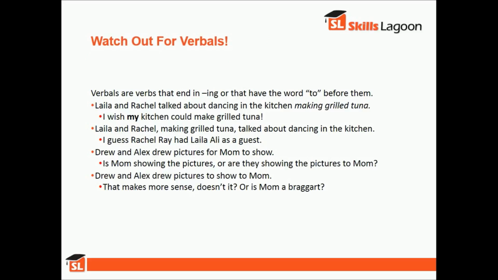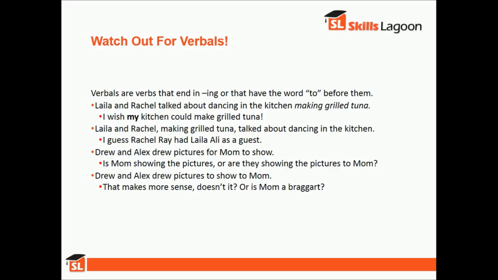The verbals are the verb forms that end in -ing, and they follow the word "to". So "to" is before them. Look at this example: "Leila and Rachel talked about dancing in the kitchen making grilled tuna." So it seems like the kitchen is making grilled tuna. The correct formation is the next one: "Leila and Rachel making grilled tuna talked about dancing in the kitchen." So this is the correct formation.